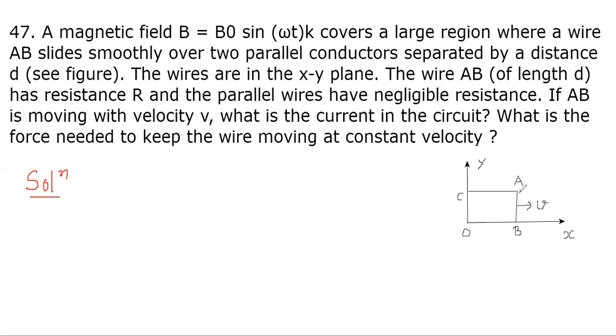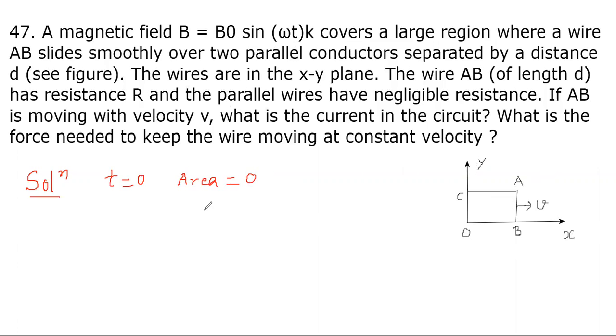Here AB is the wire whose length is D. It is moving in this direction, and magnetic field B is present in the perpendicular upward direction and is given by B equal to B0 sin omega t k cap. So at time t equal to zero, AB is along the y axis, so area will be zero.